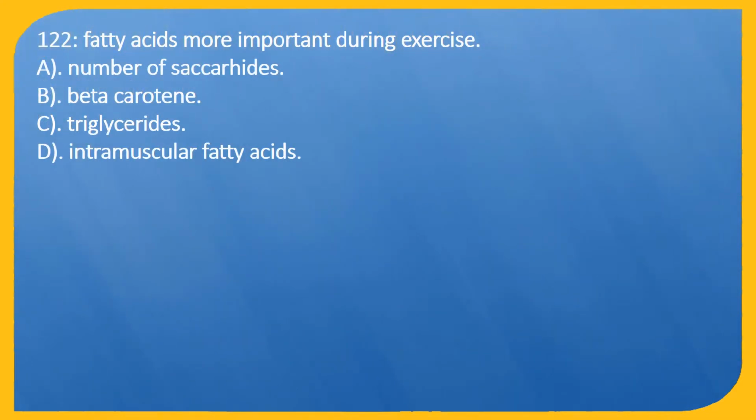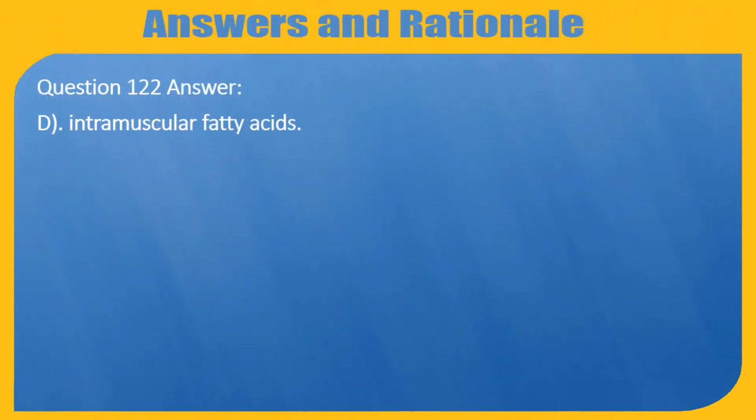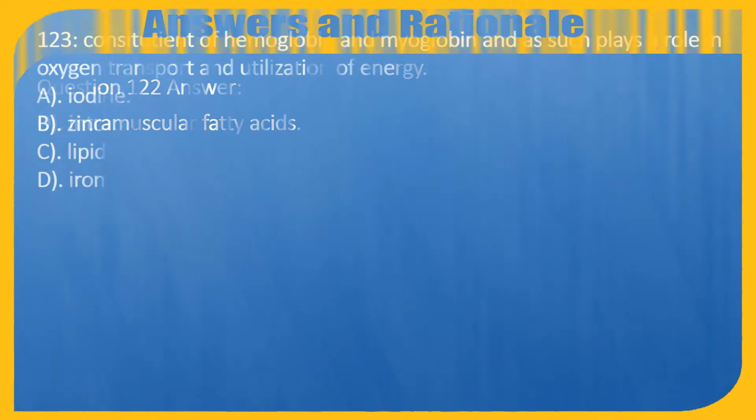Question 122, fatty acids more important during exercise. A. Number of saccharides. B. Beta-carotene. C. Triglycerides. D. Intramuscular fatty acids. Question 122 Answer, D. Intramuscular fatty acids.